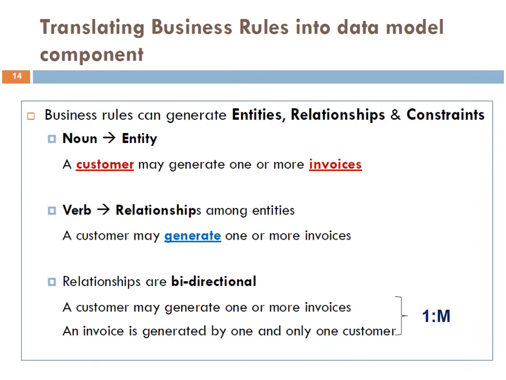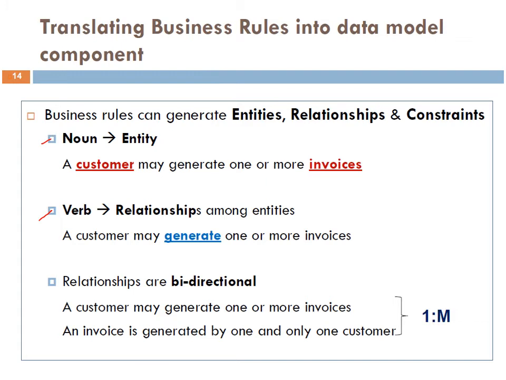Now, how do we translate business rules into data model components? As I explained in the previous slide, a business rule is the proper identification of entities, attributes, relationships, and constraints. So nouns in a business rule will translate into entities in the model, and verbs will translate into relationships among the entities.